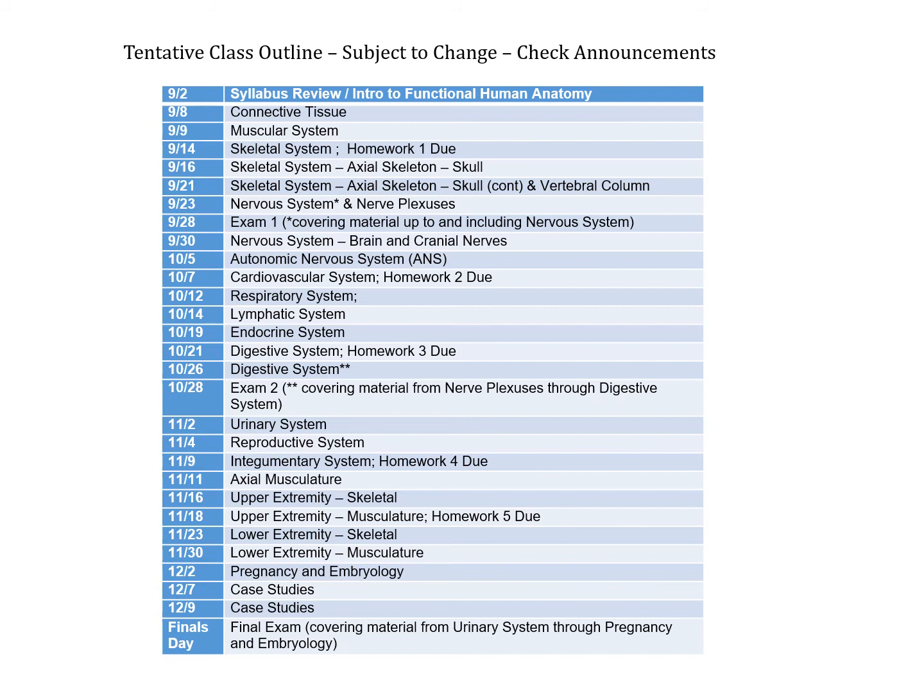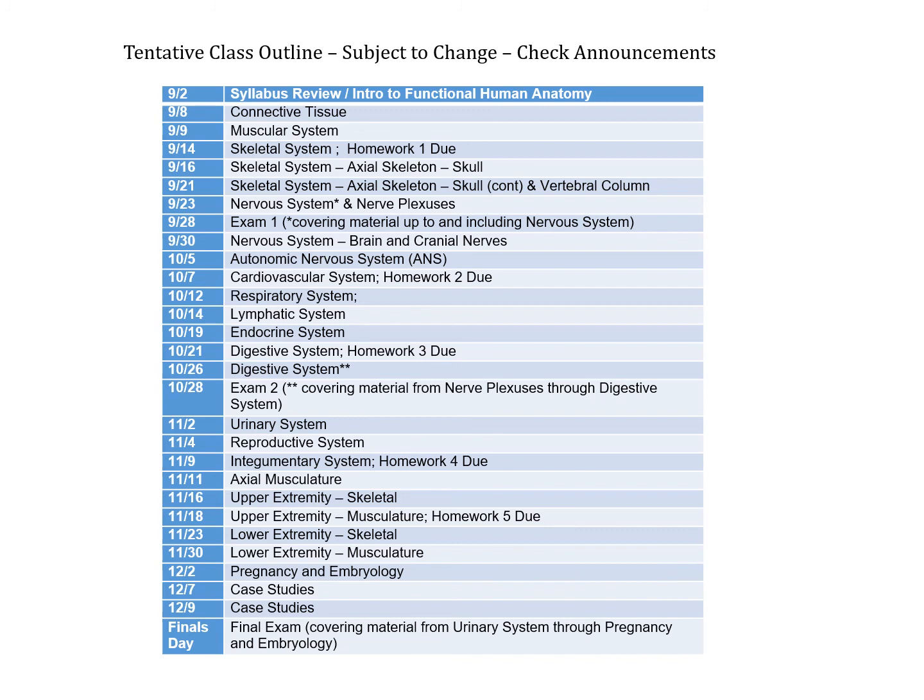Then moving forward, I'm going to jump to September 28th, which will be the date of the first exam. We see a nice asterisk. The asterisk tells us this exam will cover material up to and including the nervous system. So from the intro to anatomy, connective tissue, all the way through up to and including the nervous system material, that will be on exam 1. Homework 2 is due October 7th. Homework 3 is due October 21st.